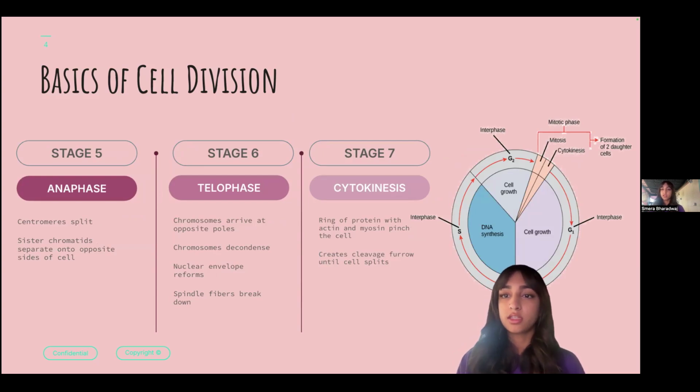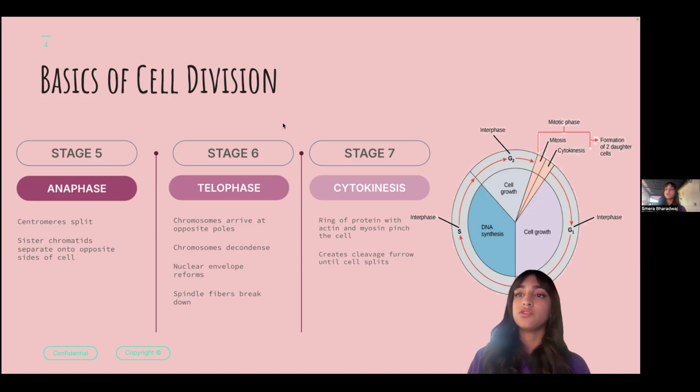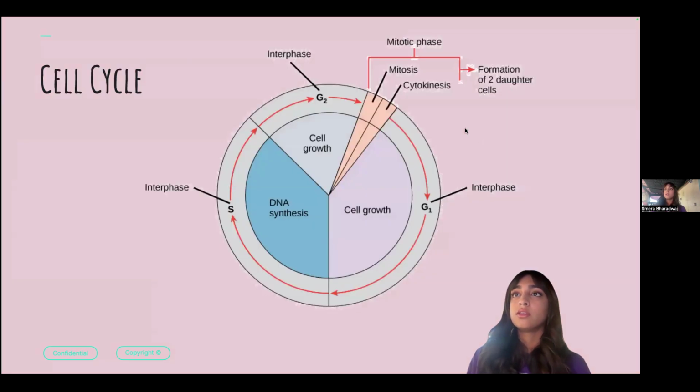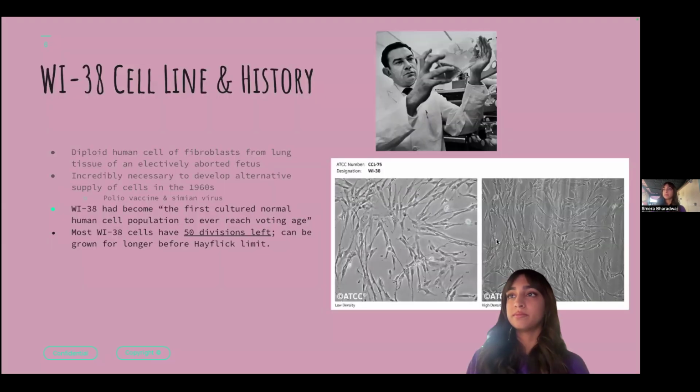And then stage 6, telophase. This is where the chromosomes arrive at the opposite poles, and then the chromosomes decondense and the nuclear envelope reforms. And the last stage is cytokinesis. This is where the ring of protein with actin and myosin pinches the cells, creating what we know as the cleavage furrow until the cells split. This is a demonstration of the cell cycle, a more visual demonstration to show where each stage is occurring.